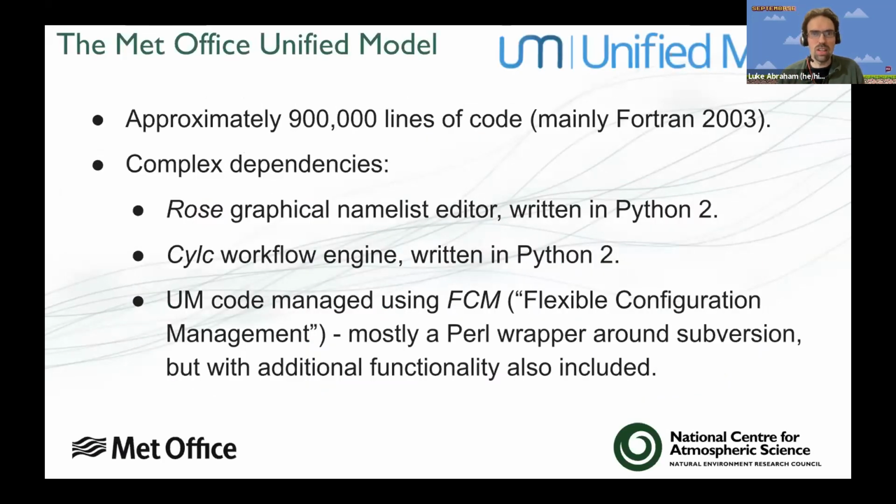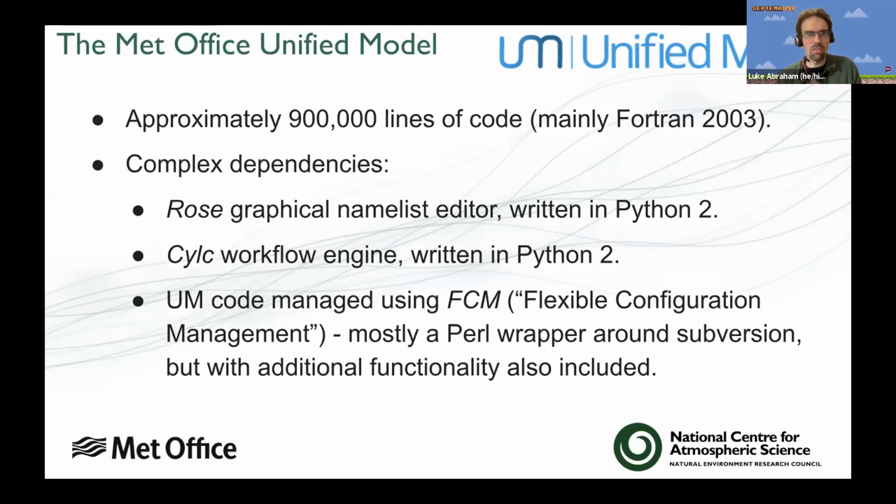The Unified Model itself is quite a big and old model. It's nearly 30 years old. It's got about 900,000 lines of code, mainly in Fortran. And the important thing about the UM from the perspective of me doing this work is that it has a lot of complex dependencies, which are written in Python 2 primarily.